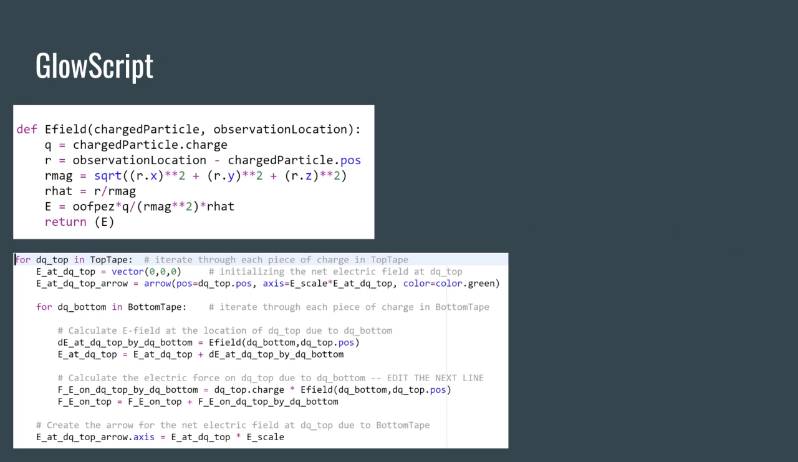For the GlowScript, the top code is just the electric field calculator, which is the same as the one used in lab number one. The second block of code iterates through each piece of tape to determine the net electric force. It does this by adding the previous electric field and then adding the electric field caused by the next particle, in a stepwise fashion using two for loops.